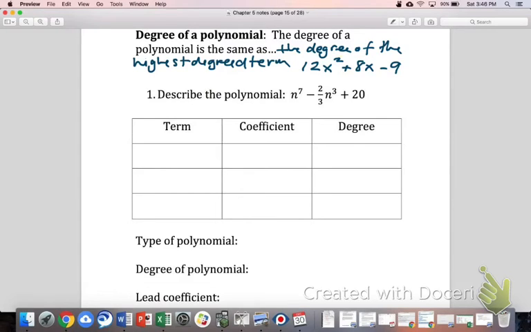For the first term, the degree is 2. Second term, the degree is 1. Last term, the degree is 0. The highest degreed term was 2, and so the overall degree of the polynomial is 2.